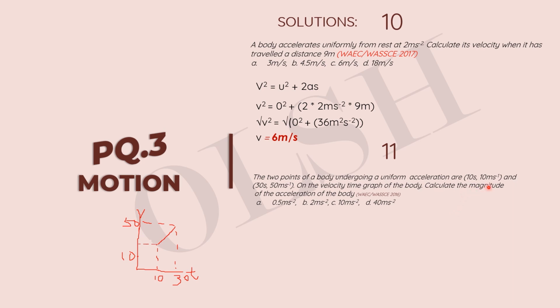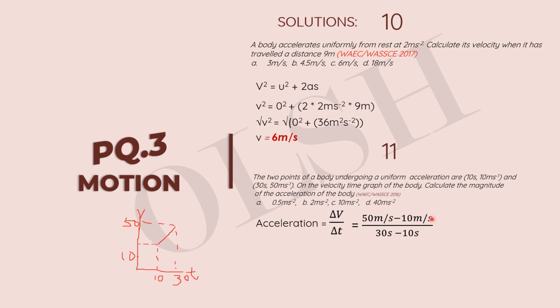They're asking us to find the acceleration of the body. We know that acceleration is change in velocity over time. So if we want to find acceleration, it's simply 50 meters per second minus 10 meters per second divided by 30 seconds minus 10 seconds.